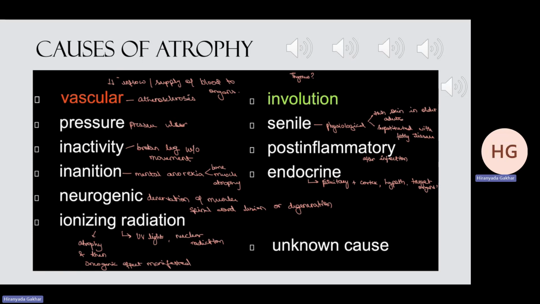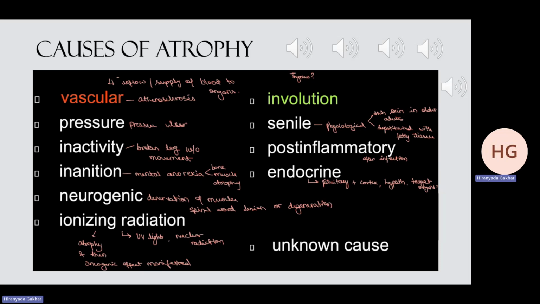The next one is neurogenic. Neurogenic is due to denervation of the muscle, or can be due to a lesion in the spinal cord or degeneration of the spinal cord. So basically, there is damage to the nerves, which leads to atrophy of the skeletal muscle fibers which are supplied by those nerves. As a result of this, there is atrophy, and their metabolism, which depends on this innervation, also decreases.